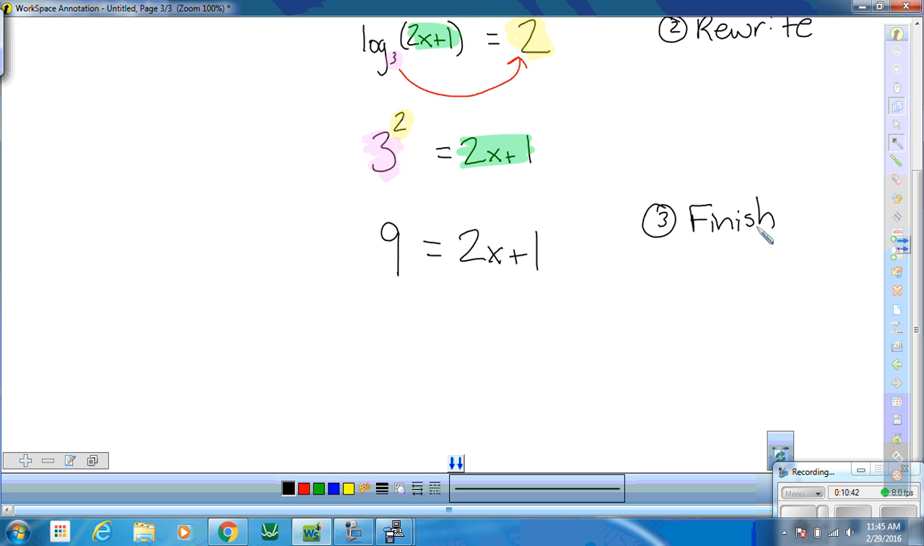So we just finished solving this. I'm going to have to do a little bit here to get x by itself. I'm going to have to subtract 1. So I get 8 equals 2x. And then when I divide both sides by 2, x is equal to 4.